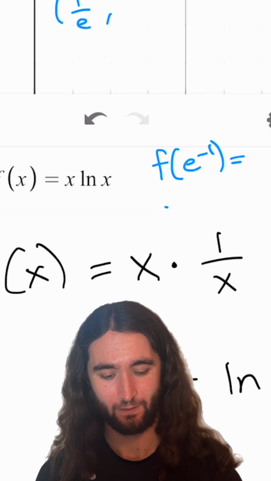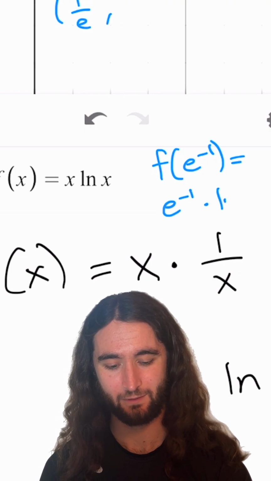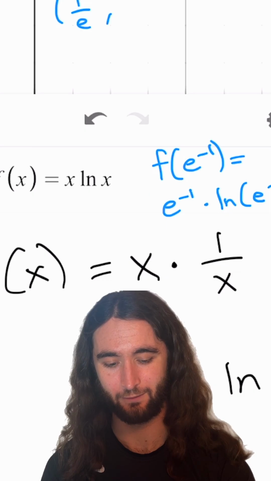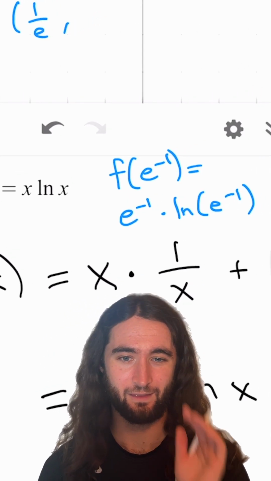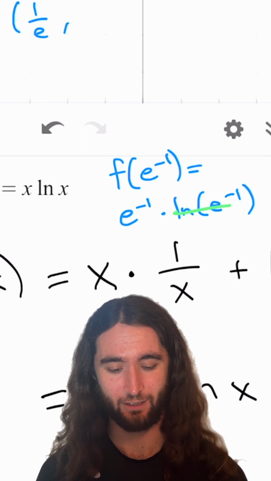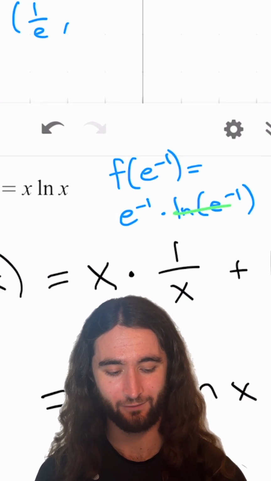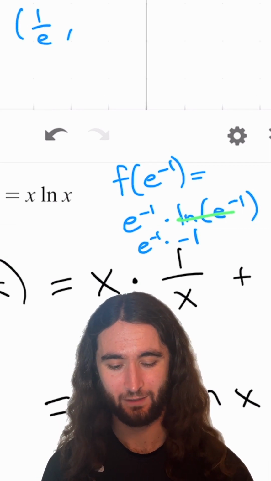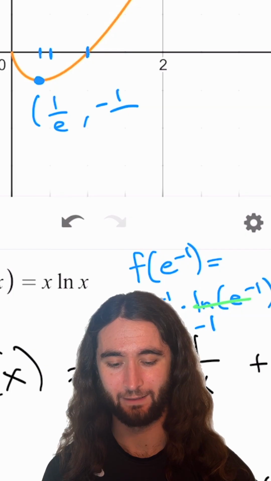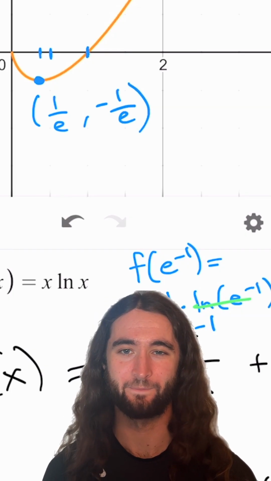That's going to be e to the negative 1 times the natural log of e to the negative 1. And so once again, the natural log and the e cancel each other out, and so that just becomes negative 1. So it's e to the negative 1 times negative 1. So in other words, we get negative 1 over e.